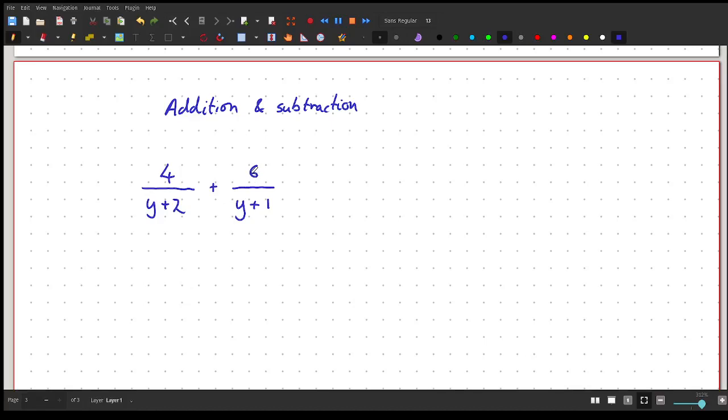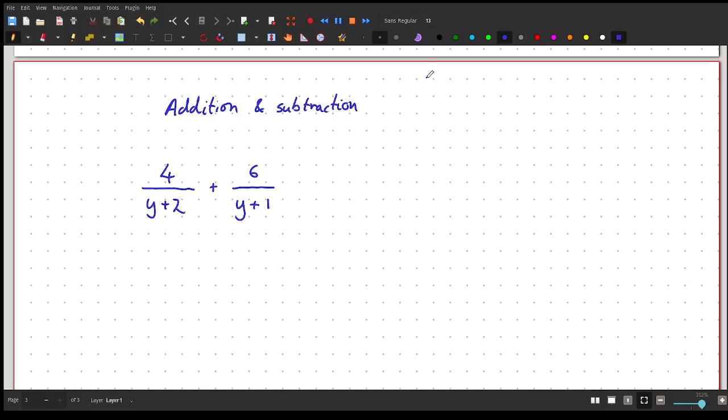In this video we'll look at adding and subtracting algebraic fractions. The rules are the same as for regular fractions in that we need a common denominator to do this.